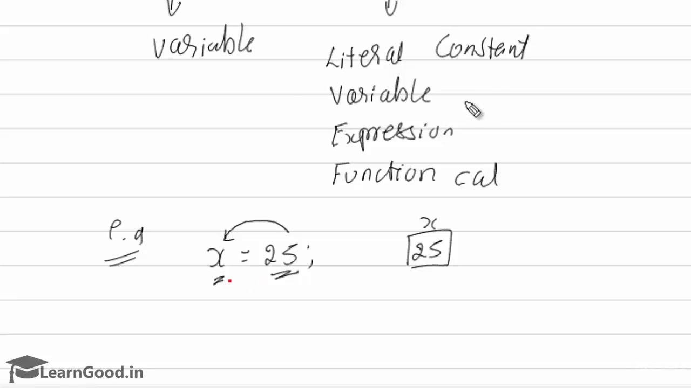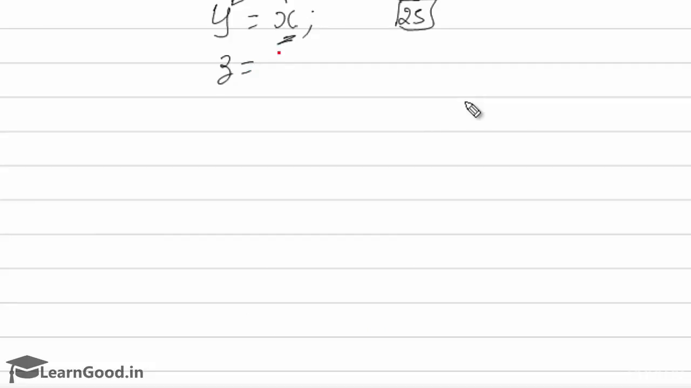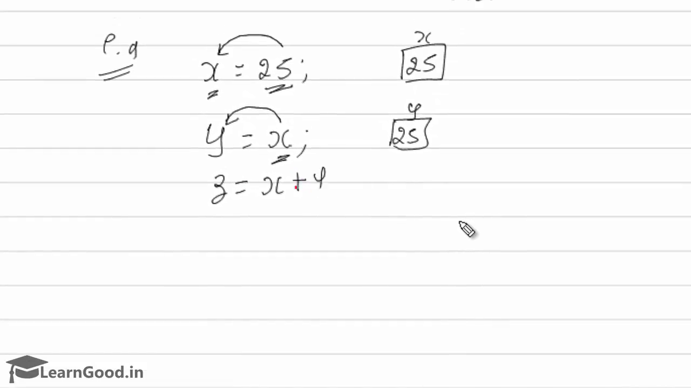That means inside this x you are storing the value 25. Second, the left-hand side is a variable and the right-hand side can be a variable too. In this case, the x value will get stored inside y. So x value is 25, and the same 25 will be stored inside y. Third is an expression: you can give z equals x plus y. This is nothing but an expression. So the right-hand side can be an expression, and the left-hand side is a variable. That x plus y, which is 50, will be stored inside z.